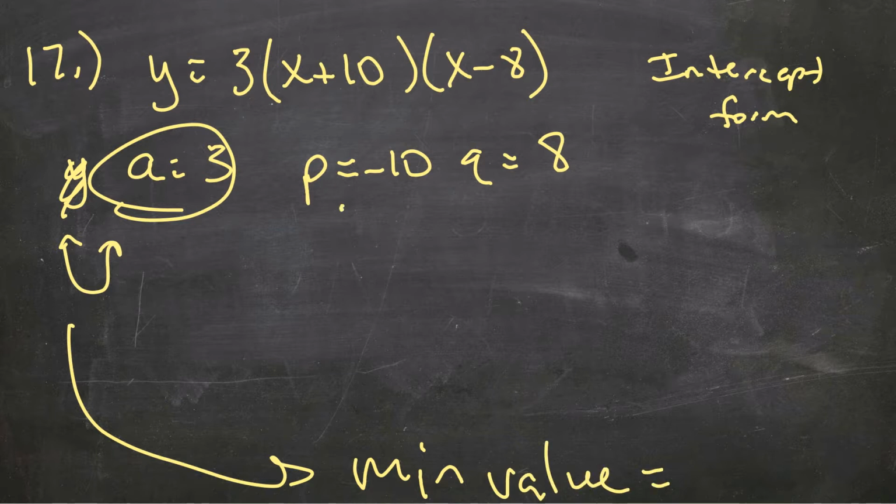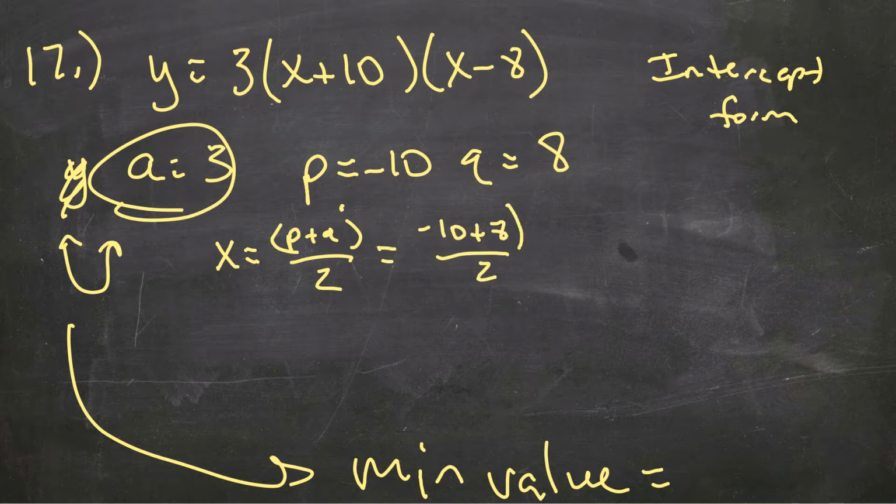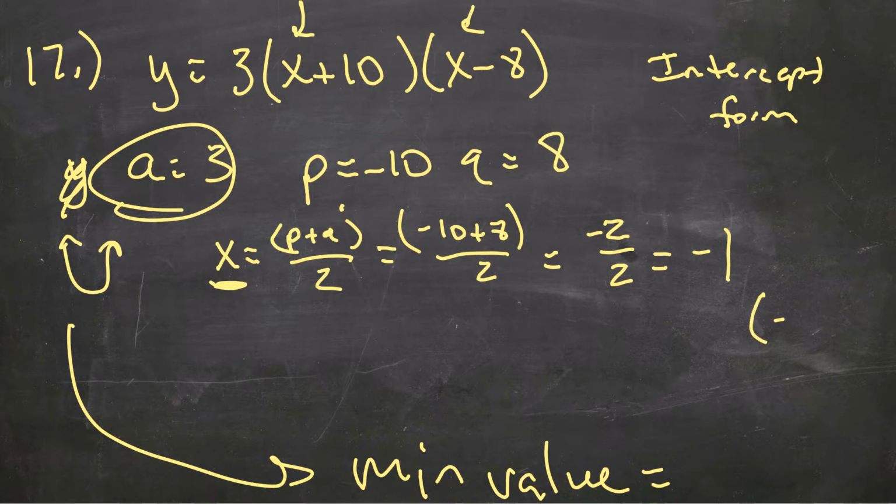Now, I actually have to find the vertex, so I have to say x equals P plus Q all over 2. I get negative 10 plus 8 all over 2. Make sure you do the top first, or you put it in parentheses if you're using your calculator. So you get negative 2 over 2, which is negative 1. This is not your value because it's x. I have to plug it in right there and right there. That's the x part of my vertex. I don't know the y part.